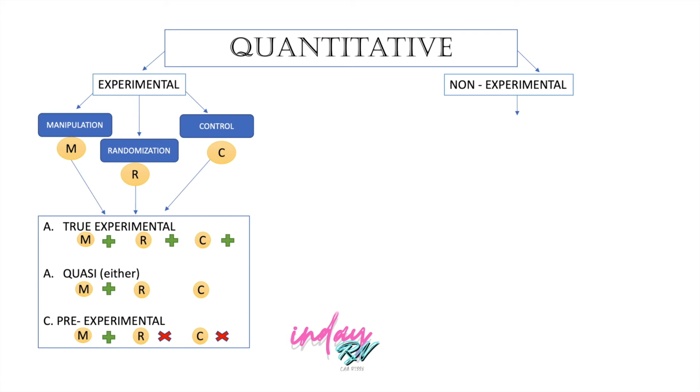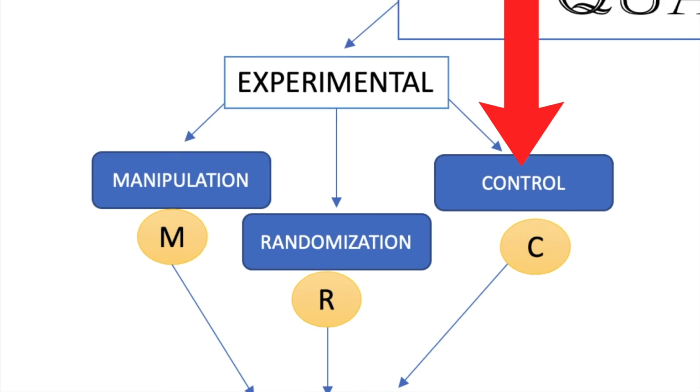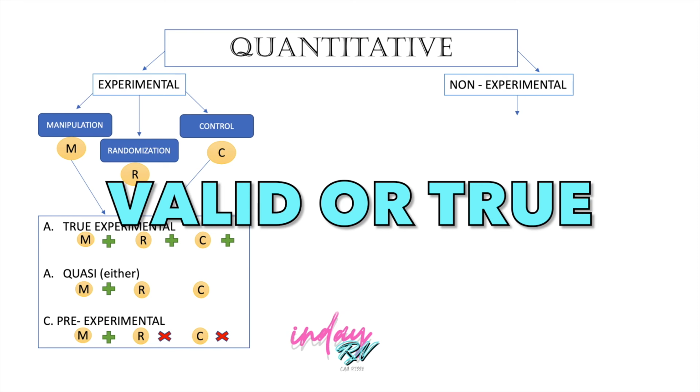You are already selecting the group that you are going to study. Meanwhile, here in the control, there is a certain group that you are going to exclude in order for you to check if your research is doing great or if your research is valid. You get what I mean?